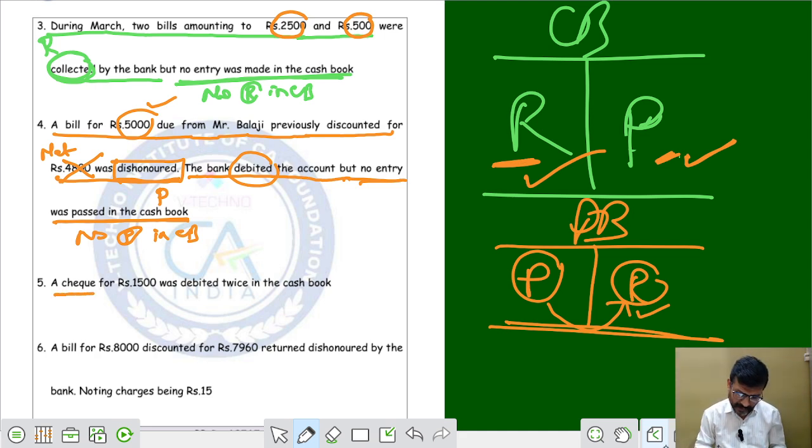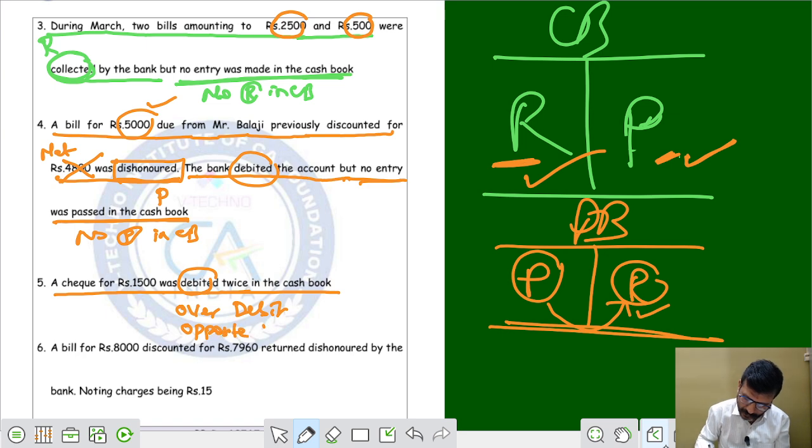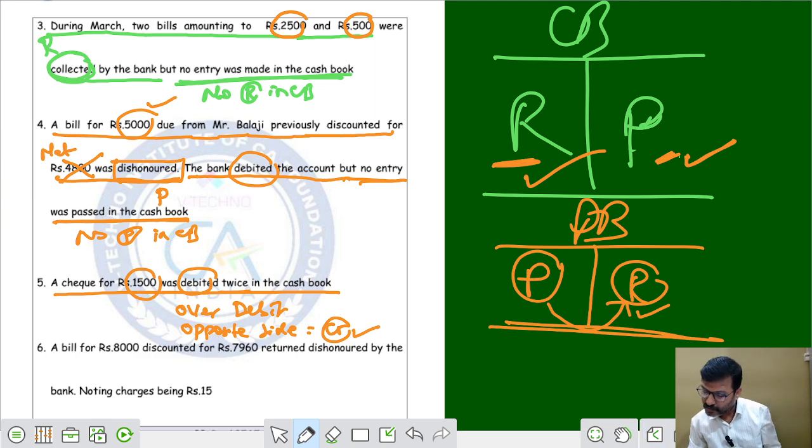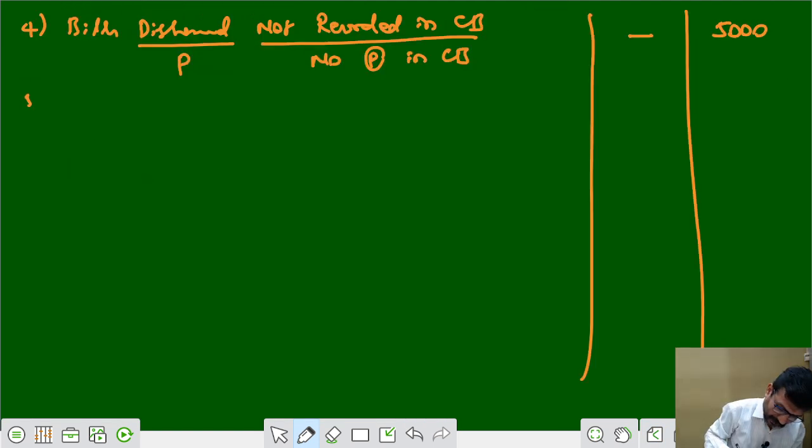A check for rupees 1500 was debited twice in the cash book. How many times did you debit? Twice. Means over debit. Over debit means take it on the opposite side. Opposite side means I have to take it on the credit side with an amount of 1500. So let us write point number 5.